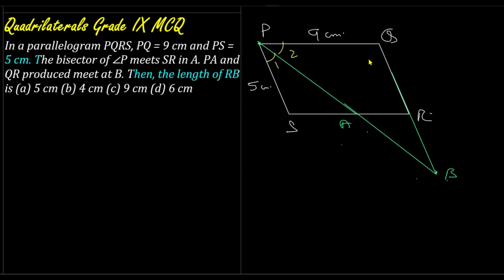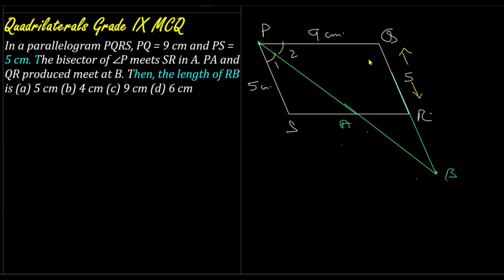And this will be 5, from the opposite sides of the parallelogram. This will be 9. Let's figure out the first thing that we know: angle 1 is equal to angle 2. This is given and we can use alternate interior angles, right? So where should we apply the alternate interior angle? Let's figure that out here.